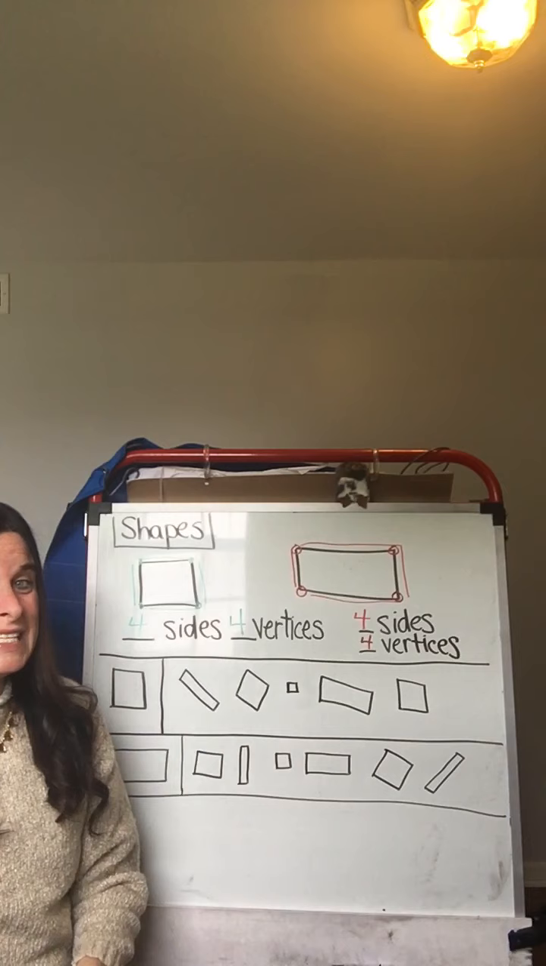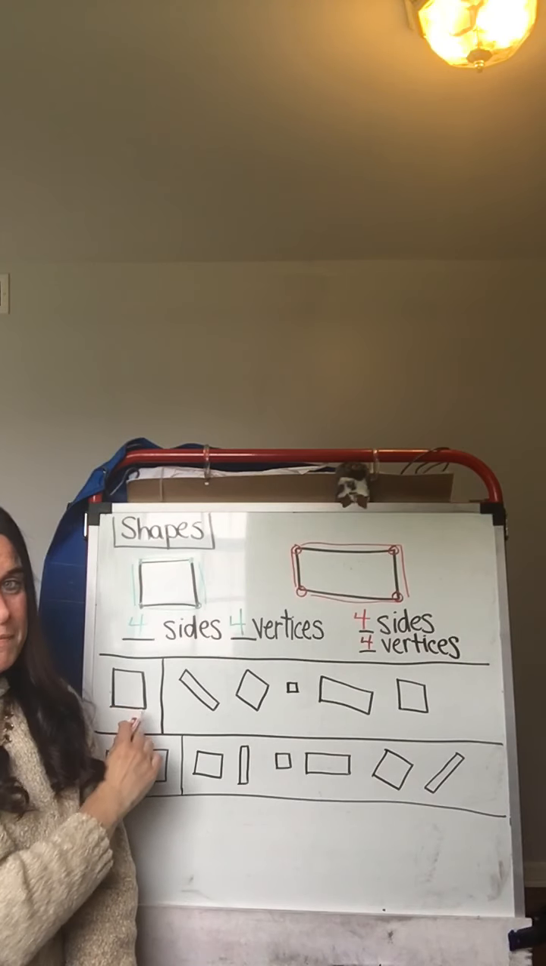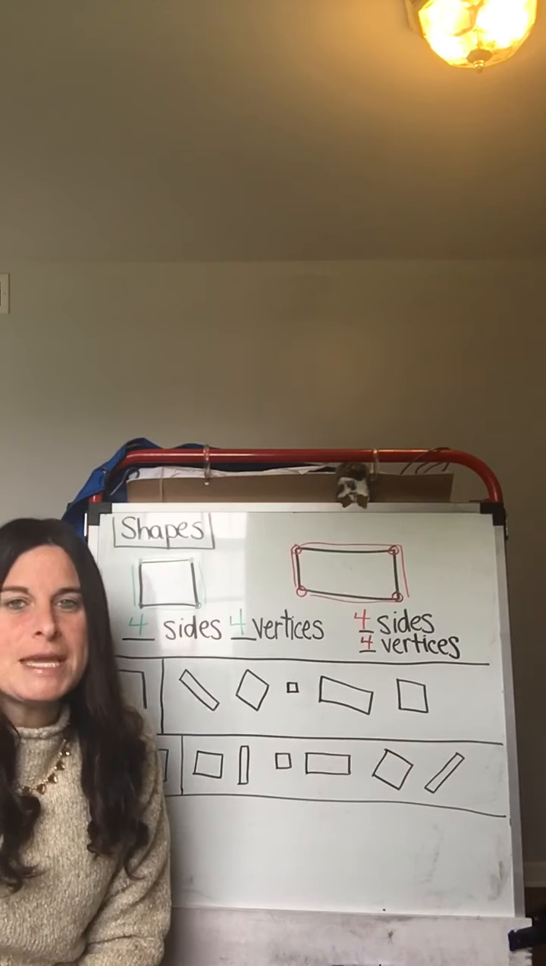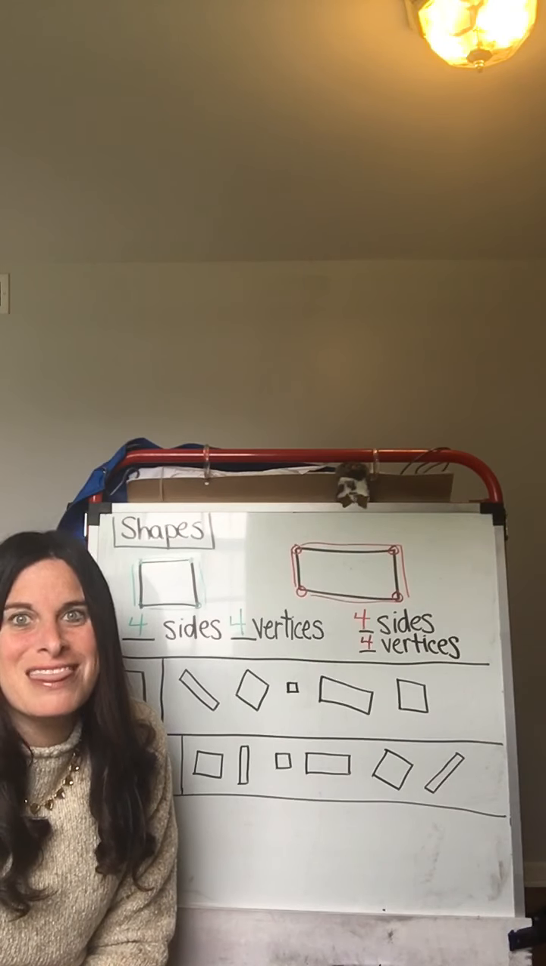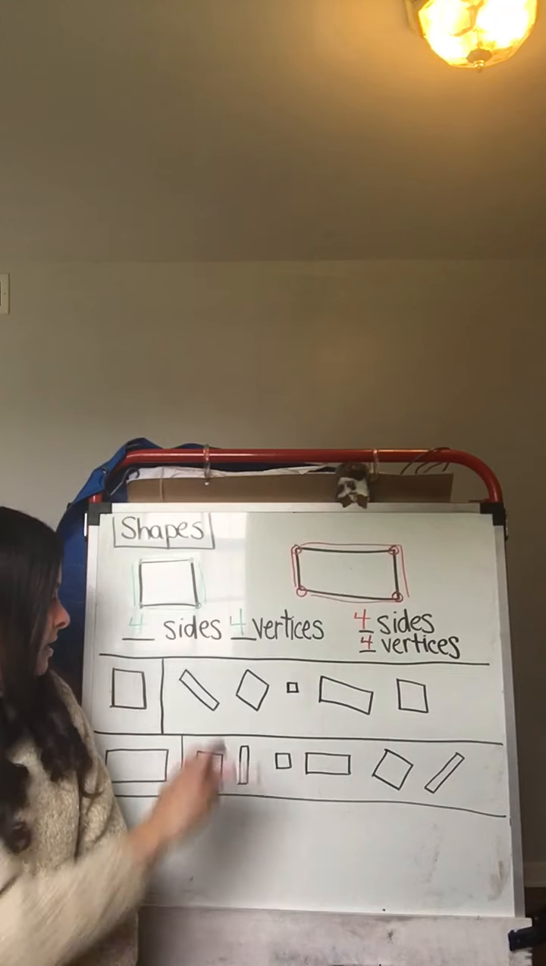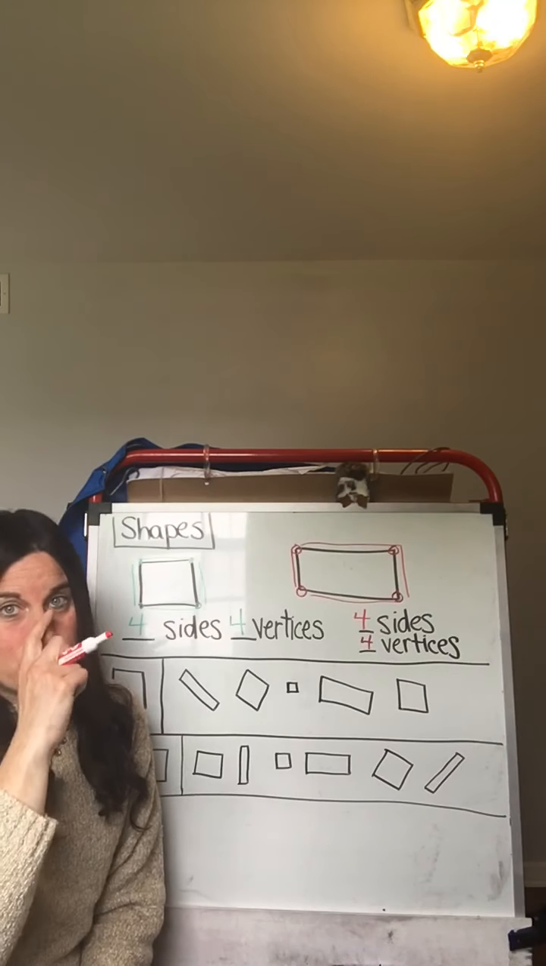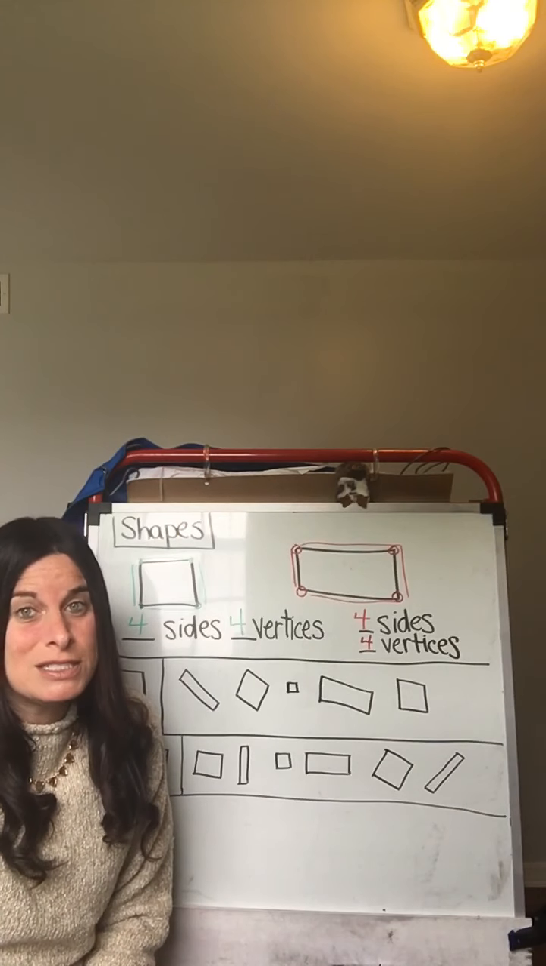All right, look at this. Look at my first shape. My first shape is a square. I want to circle all the shapes in the line that look the same. All right, this first one, what is this? That's a rectangle.